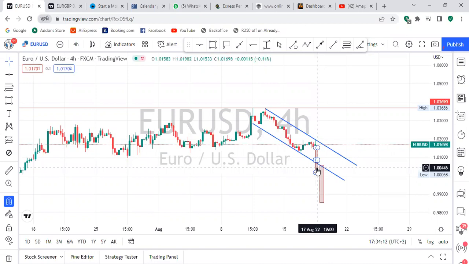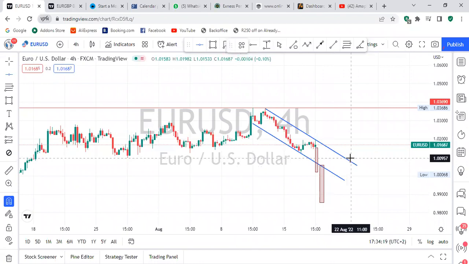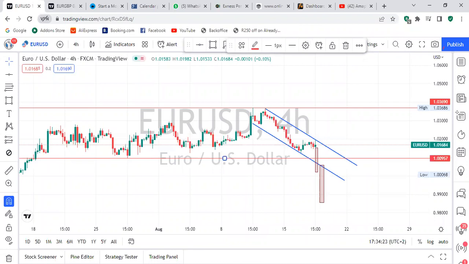Did you understand? Okay, where can I put the stop loss now? Okay, stop loss, you can put it maybe somewhere here. But it all depends now with your trading plan. People have got different accounts. If you've got a $100 account or $200 account, obviously you do not want to lose more money. You can put it somewhere there.